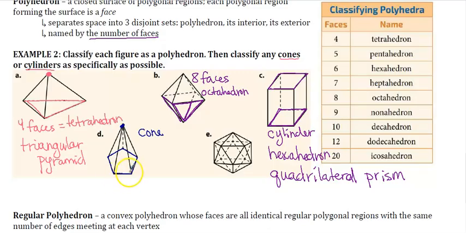Okay, so if we have a 5-sided shape on the bottom, that's a pentagon, right? So this would be a pentagonal, and then we would call it a pyramid. Pentagonal pyramid because it comes to a vertex. So it's a cone that we call a pentagonal pyramid, and then how would we name it as a polyhedron?